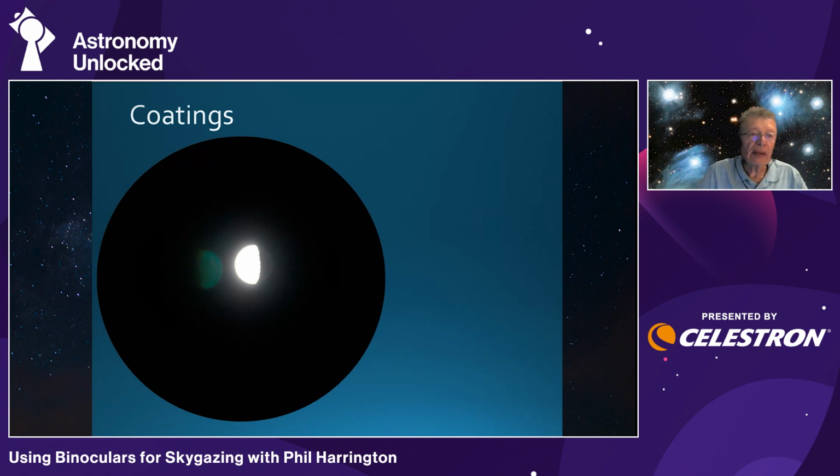Coatings. Coatings are also important. All binoculars nowadays, at least all binoculars that are well made, have coated optics. The idea of coatings on optics is that you want to minimize or completely eliminate flare, such as you see in this picture. Here I'm looking at the moon, but you can see the moon is overexposed, but take a look at that little green moon over on the side. That's a reflection off the optics of the binocular. You don't want to see a ghost moon in your views.